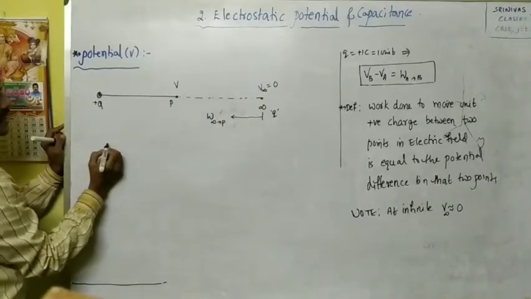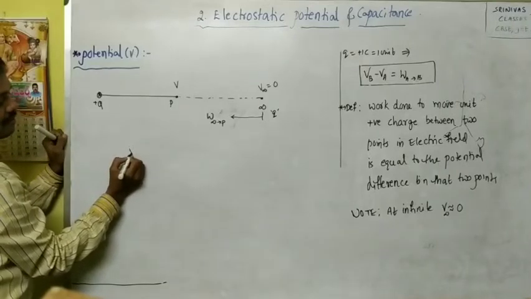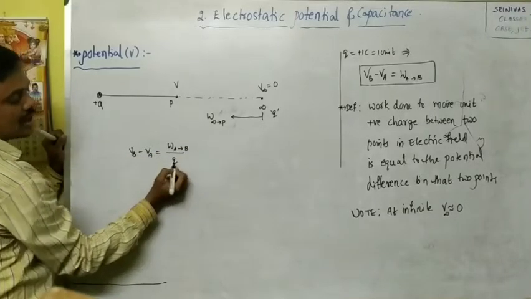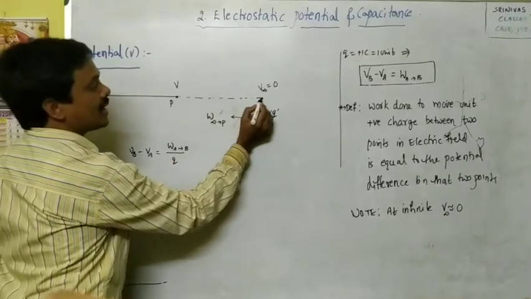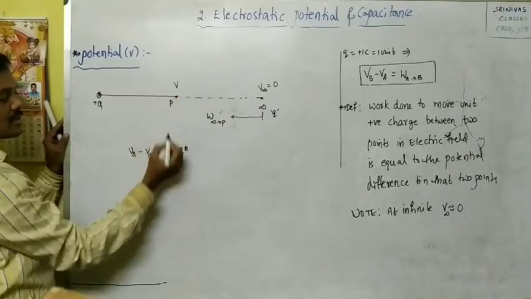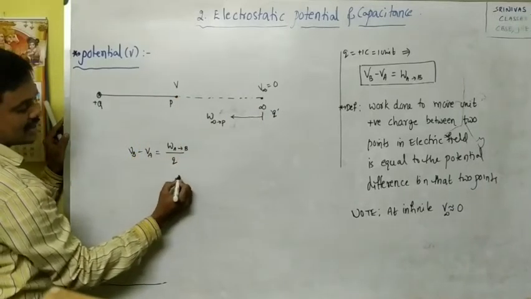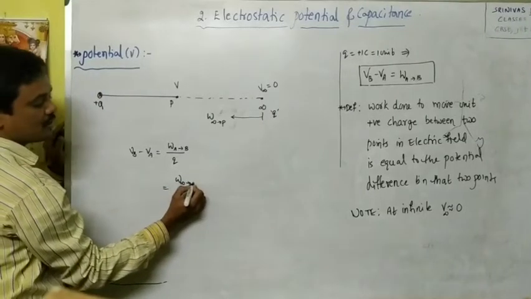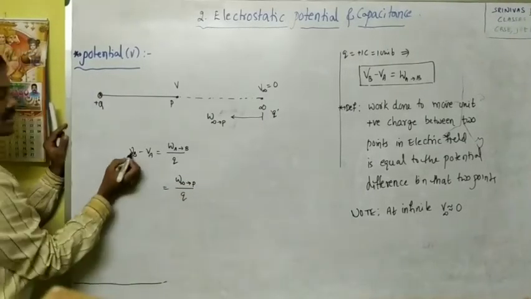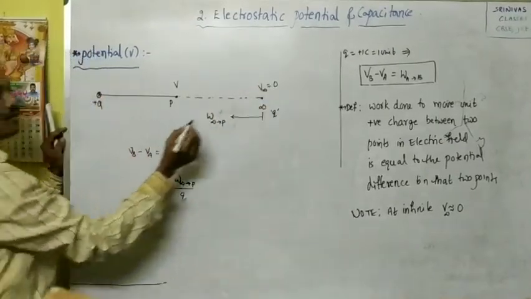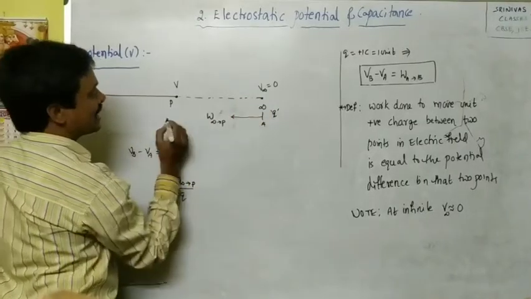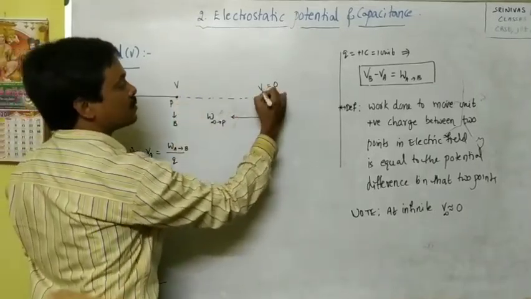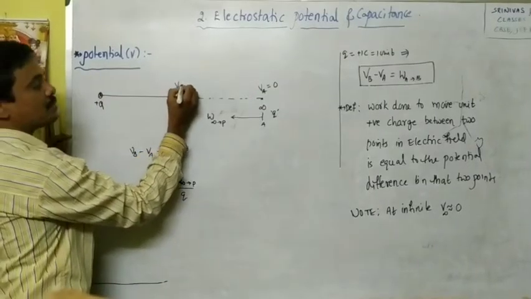Then, the potential difference formula we know: Vb minus Va is equal to the work to move from A to B by Q charge. Here the initial point is infinite and the final point is P, so A to B is infinite to P. We take A as the initial point, at infinite, where the potential is 0, and B as the point where the potential is V.